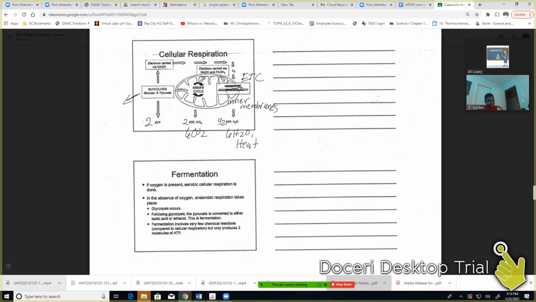Remember, glycolysis occurs in the cytoplasm, so that occurs before it moves to the mitochondria. And the Krebs cycle is in the mitochondria, it's in the matrix. So both the Krebs cycle and the electron transport chain are in the mitochondria, just in 2 different places. One's in the matrix and one's more in the membrane.